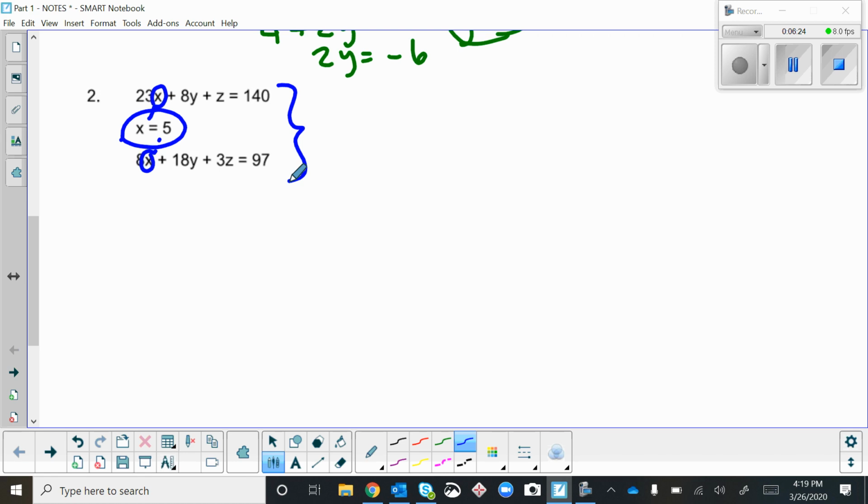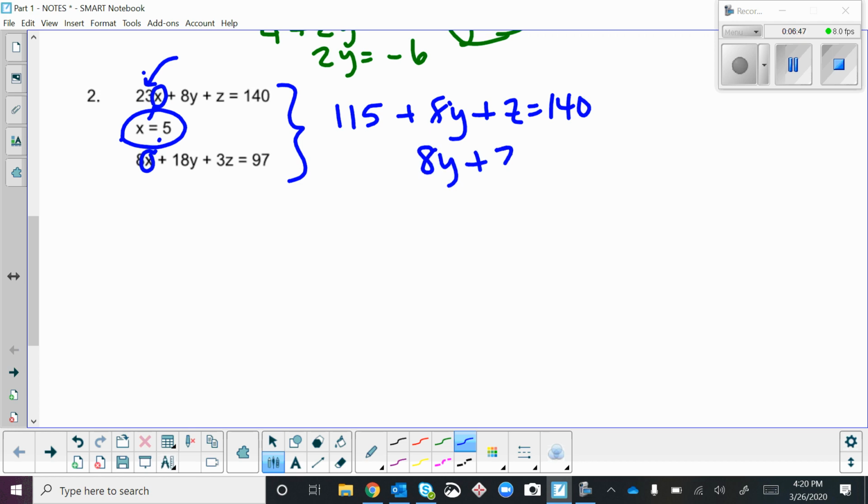So 23 times 5 here gives me 115. And then I can subtract that 115 from both sides, so that I'm just combining like terms, and that gives me 25. So I still have 2 variables, so it kind of feels like this didn't really do me any good, but it will all become clear in a moment.